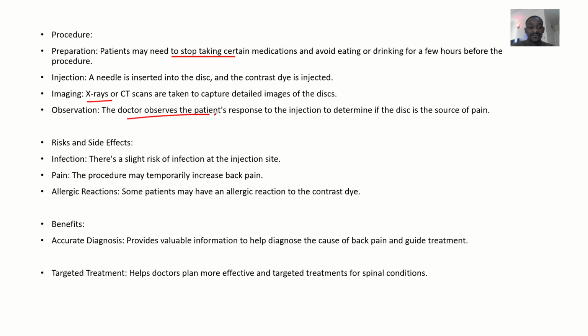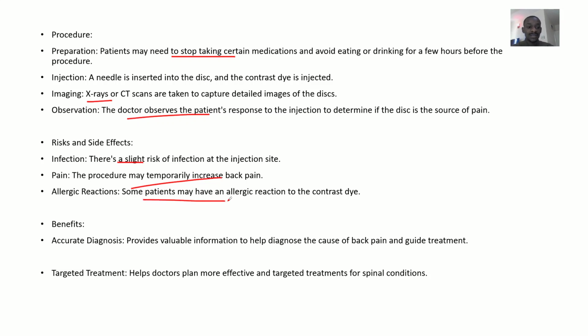The risks and side effects, you have a risk of infection, so there's a slight risk of infection at the injection site. For pain, the procedure may temporarily increase back pain. For allergic reactions, some patients may have an allergic reaction to the contrast dye.